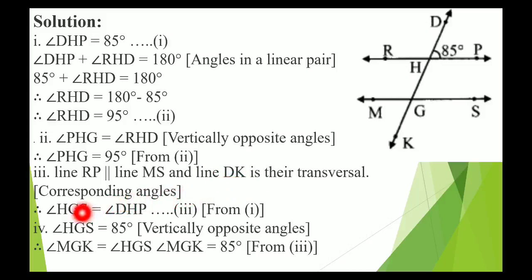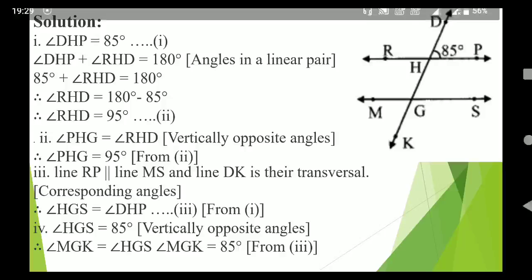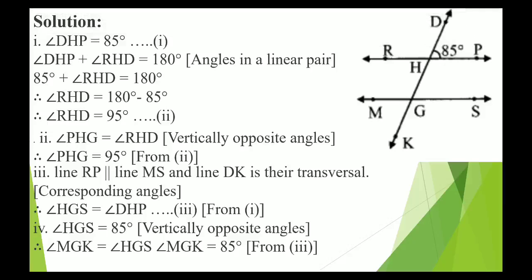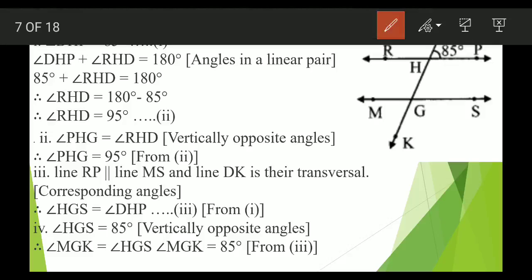Okay, since we know that MGK is equal to HGS, they are vertically opposite angles. MGK and HGS both are vertically opposite angles. Therefore, MGK is equal to 85 degrees from statement number 3.